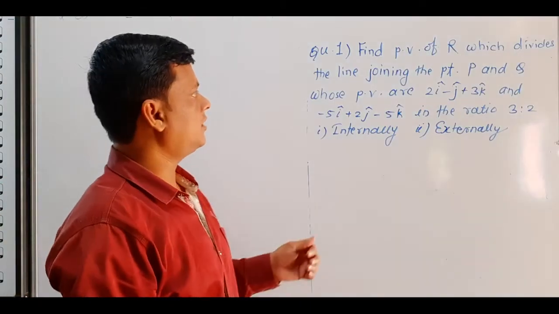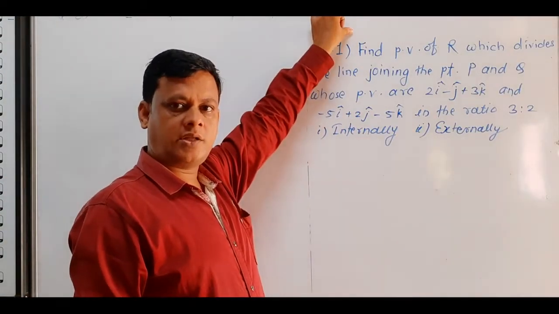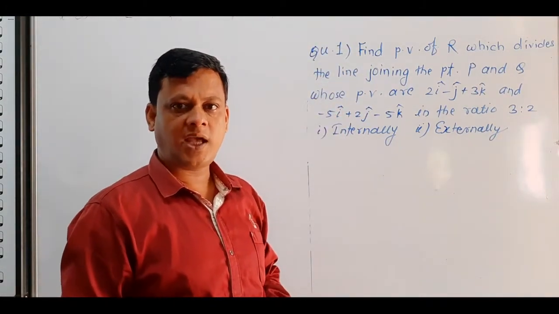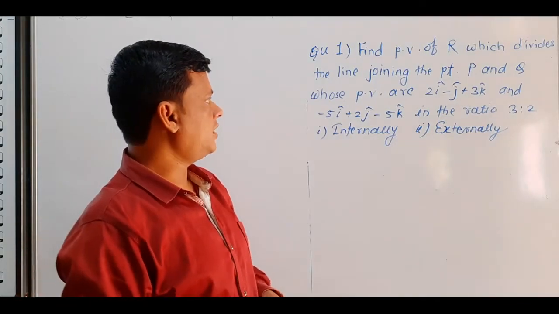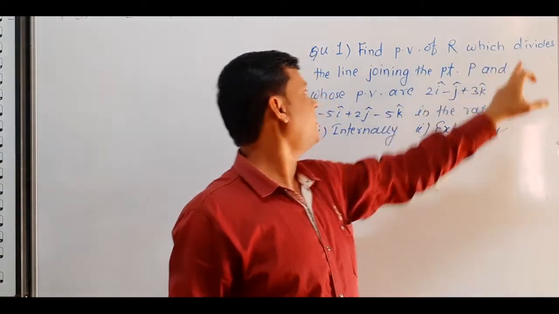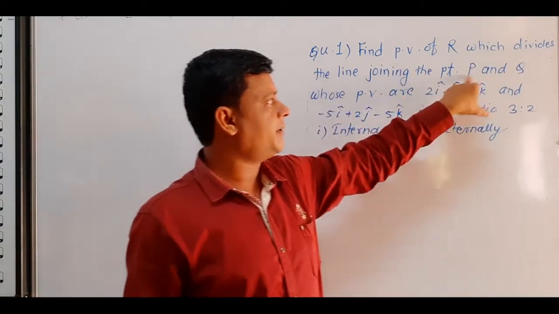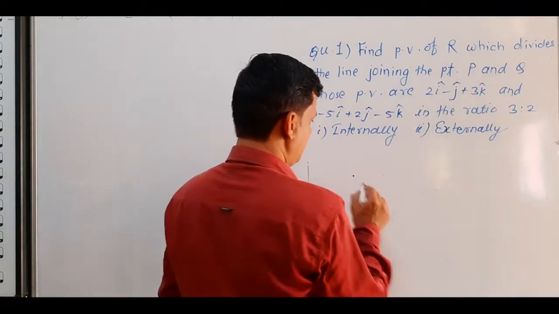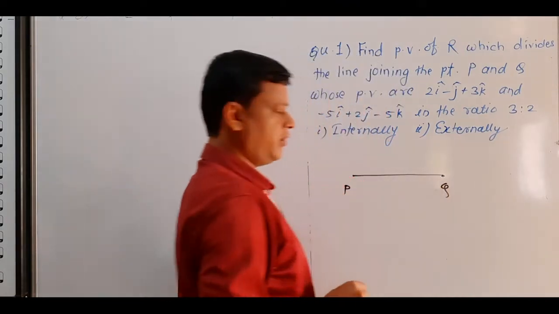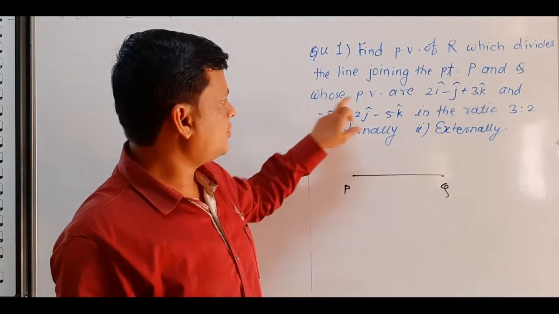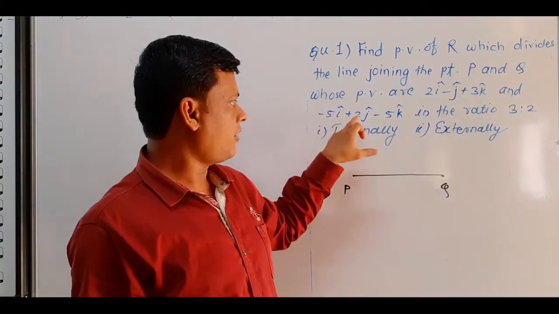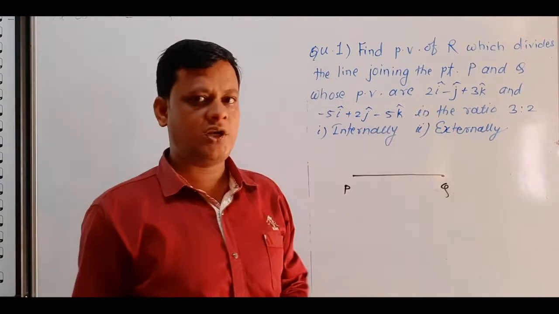Now see the first question based on theorem, section formula for internal division, section formula for external division and centroid formula. So see the first question. Find the position vector of R which divides the line joining the points P and Q, whose position vectors are 2i minus j plus 3k and minus 5i plus 2j minus 5k, in the ratio 3:2.